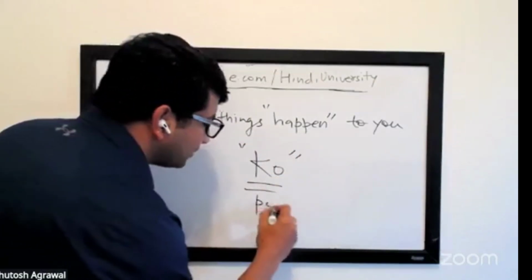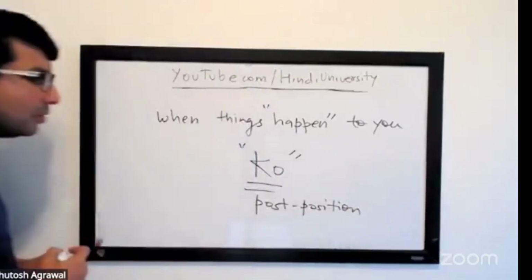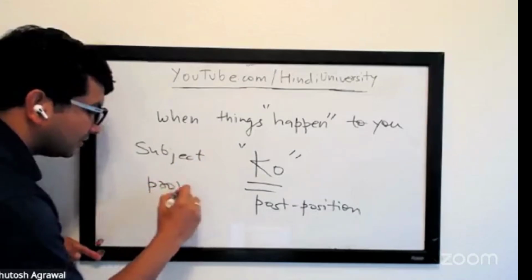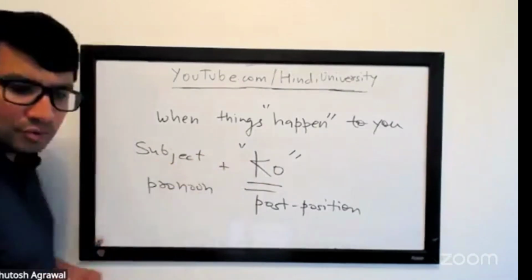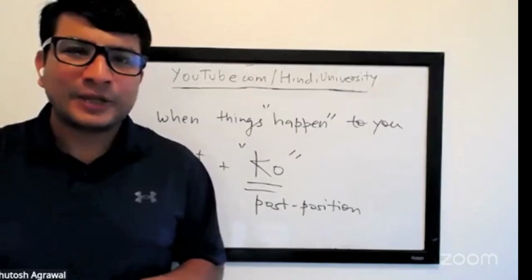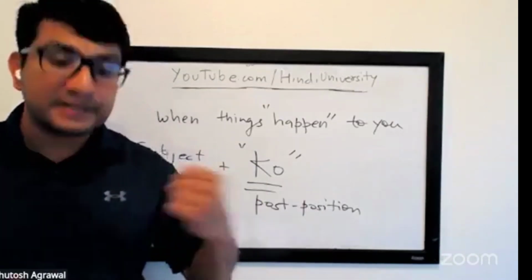Okay, you end up using this postposition called ko. So you take any subject or pronoun, and when you add this ko to it, it changes the state. Okay, it changes it to: this person is not doing it, he or she or they are experiencing it.